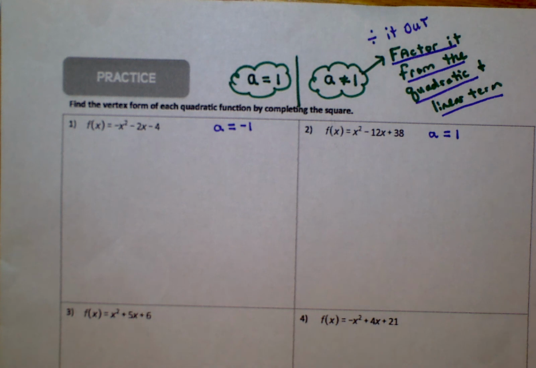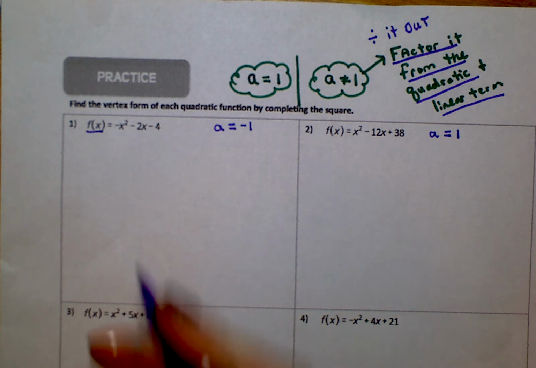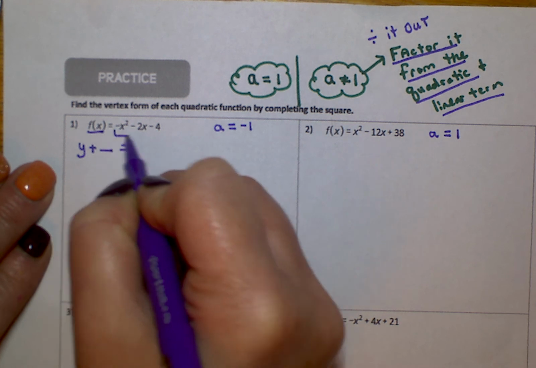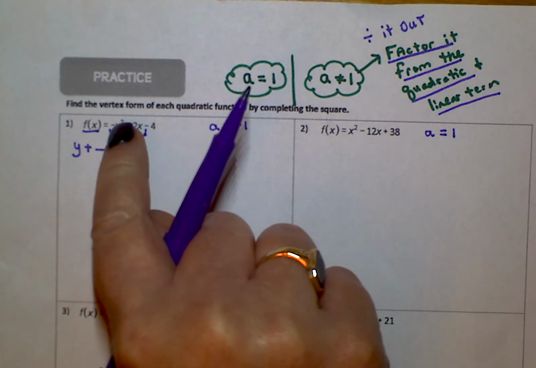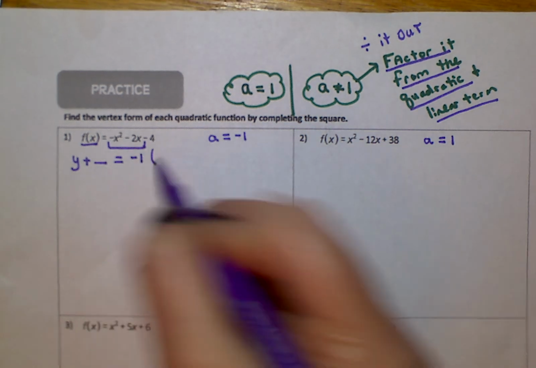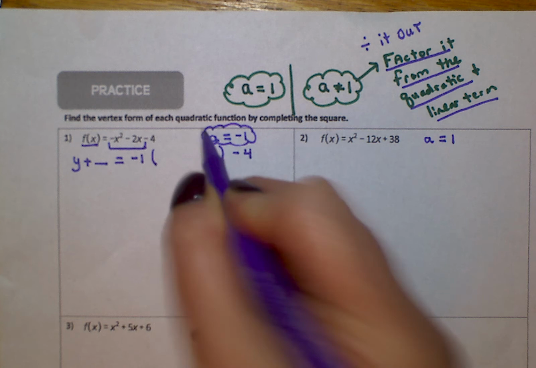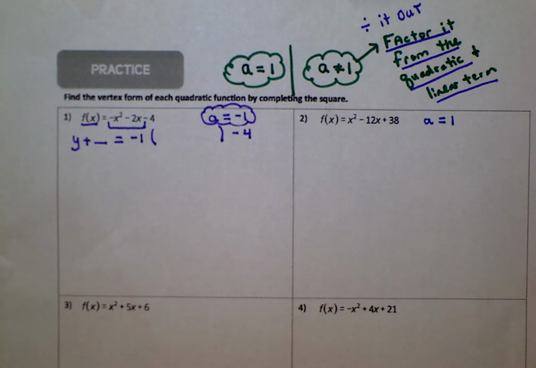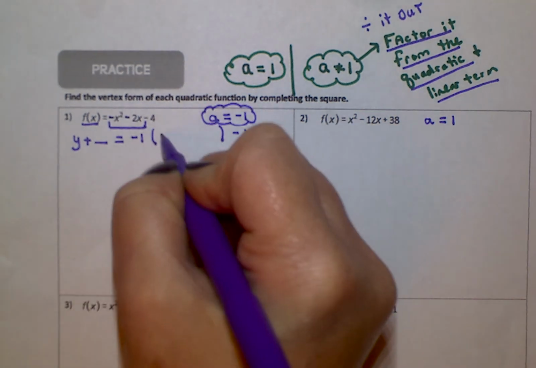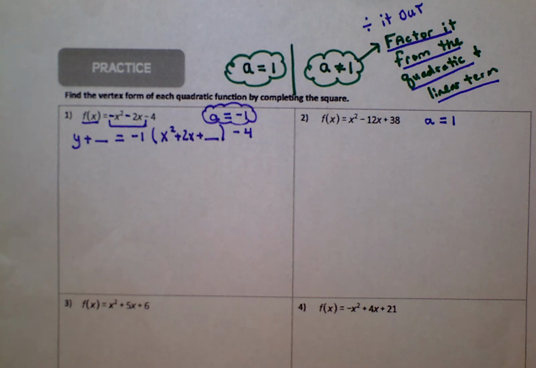So right here for this first one, remember I mentioned if it had f of x, to change that to y. So I'm going to go ahead and put my blanks. I'm going to factor out that number that's not a 1. So I'm going to take out the negative 1. And I'm going to leave the negative 4 to the outside. Okay. Now, when you factor out that negative 1, it's going to change both of those signs to its opposite.